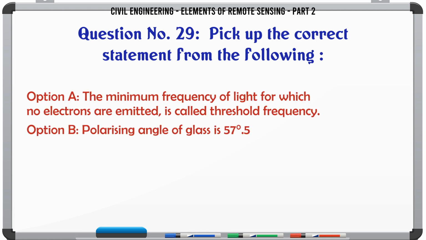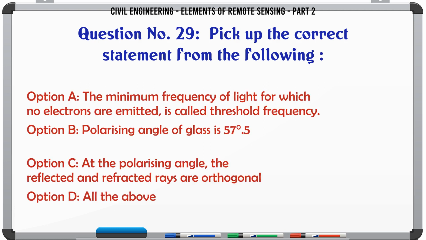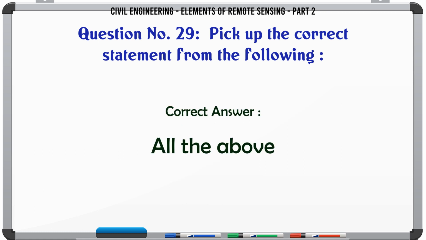Pick up the correct statement from the following. A. The minimum frequency of light for which no electrons are emitted is called threshold frequency. B. Polarizing angle of glass is 57.5. C. At the polarizing angle the reflected and refracted rays are orthogonal. D. All the above. The correct answer is all the above.